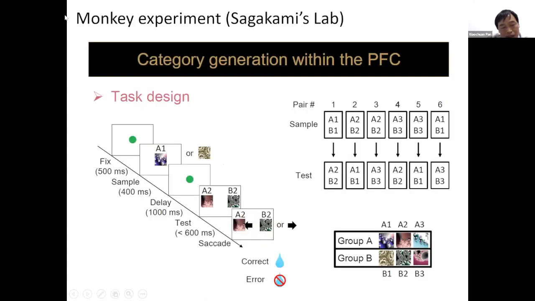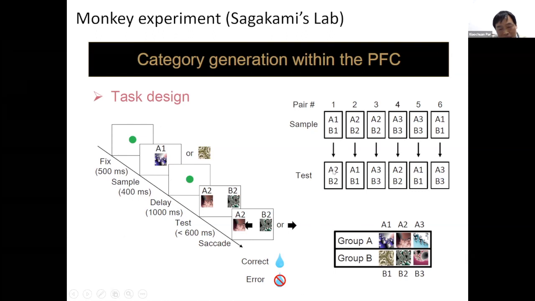For the experiment design, this is from Sakagami's lab. We designed this kind of task for the monkey. The monkey has to learn the stimulus association in each group. For example, in this trial, A1 is presented. After a delay, A2 and B2 are presented. The monkey has to choose A2 to get a reward. So we have 6 types of pairs. A1 is associated with B1.